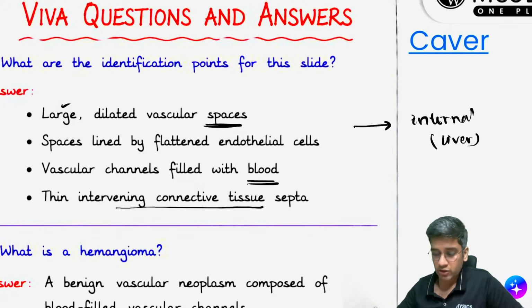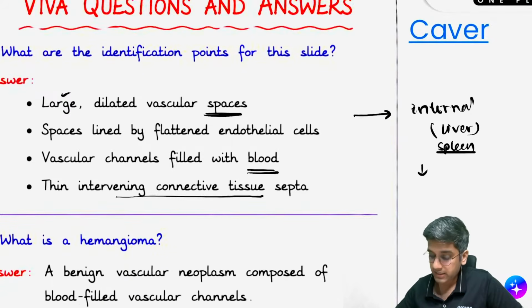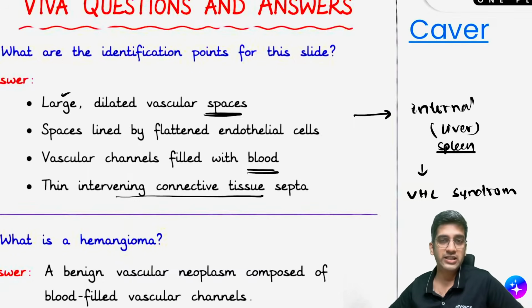If I see them in internal organs, liver, spleen, GIT, anywhere, in multiple places, I think of syndromes. VHL syndrome is one of the places where it's commonly seen. Multiple cavernous hemangiomas in internal organs, think of von Hippel-Lindau syndrome, right? Please do remember them. Something which you have to answer, fine?